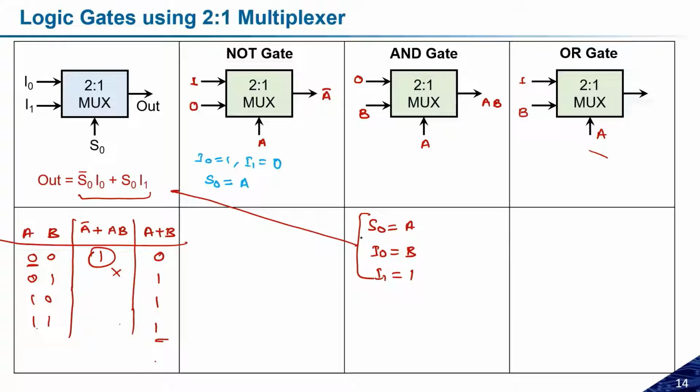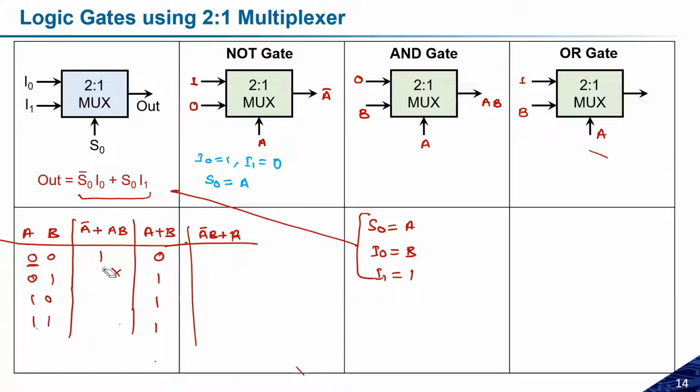The output will become S0 bar into B plus S0 into A, so A bar B plus A. Let us validate whether I am getting the correct one or not. Sir, if we solve A bar B plus A, we get A plus A bar into A plus B. You can expand it, multiply B plus B bar, simplify it, and you will get the solution. So let us validate it.